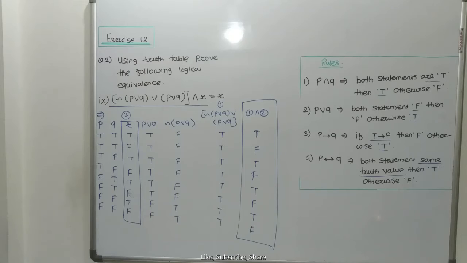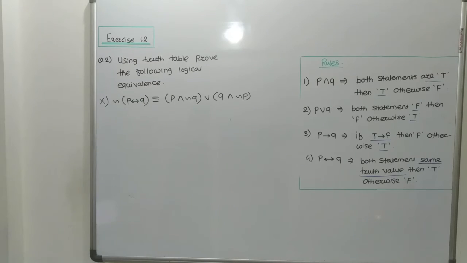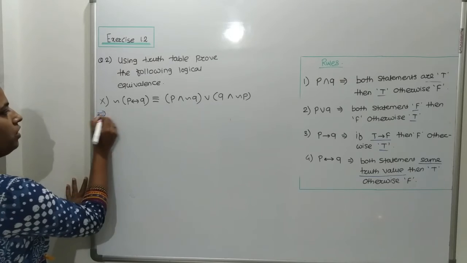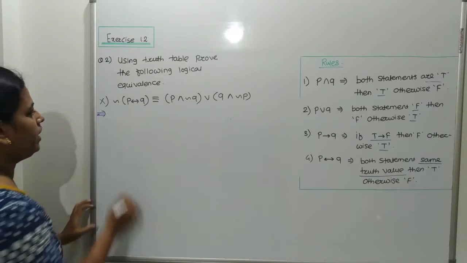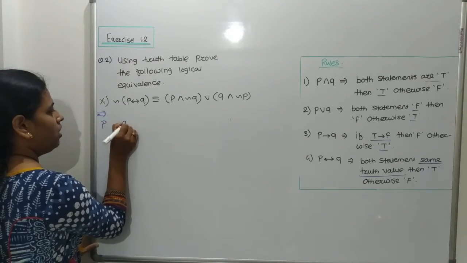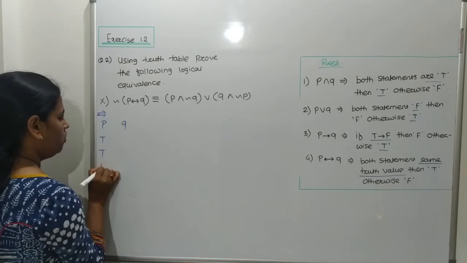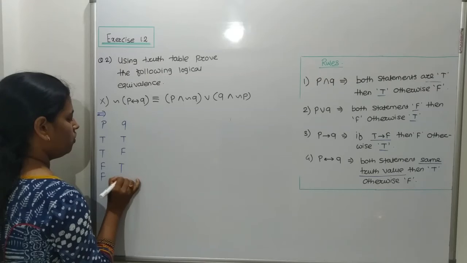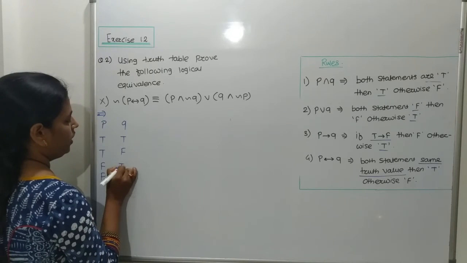Now we have to solve the last question. That is question number 10 from your question number 2. So how many statements are there in this question? That is two statements, P and Q. So P, Q. So true, true, false, false, true, false, true, false. You have to get these values.